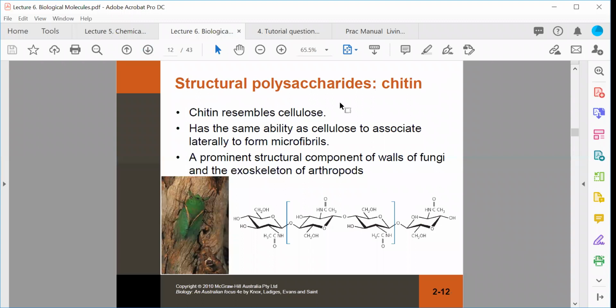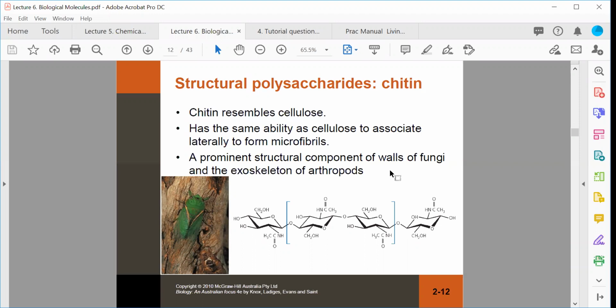All right, here's another example of a structural polysaccharide, and this one is called chitin. Chitin is very similar to cellulose. It has the same ability as cellulose to associate laterally to form those fibres which we saw. Those fibres are called microfibrils. We find chitin predominantly as structural components of the walls, the cell walls of fungi, also in the exoskeleton of arthropods.